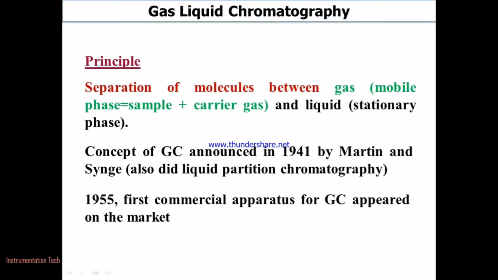The principle of gas liquid chromatography is the separation of molecules between gas and liquid phase. The concept of GC was announced in 1941 by Martin and Synge. They also did liquid partition chromatography at the same time. In 1955, the first commercial apparatus for GC appeared on the market.